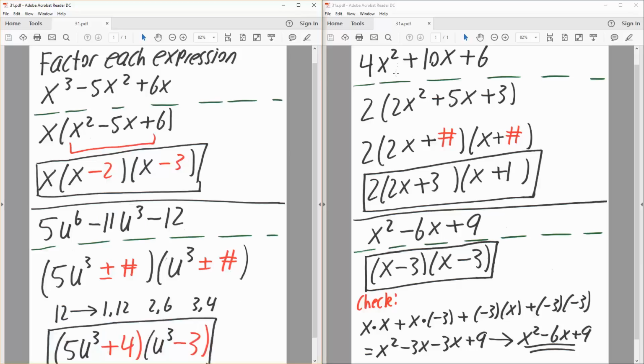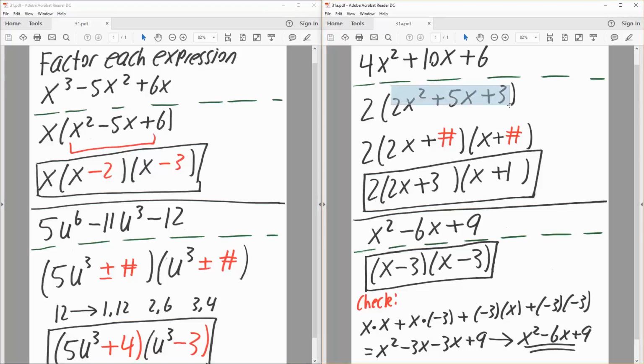Next, we'll do this one: 4x squared plus 10x plus 6. So the first thing we can think of is, can we factor anything? We can't factor out an x, but everything has a 2. 2 times 2 is 4. 2 times 5 is 10. 2 times 3 is 6. And so we say 2 parentheses 2x squared plus 5x plus 3.